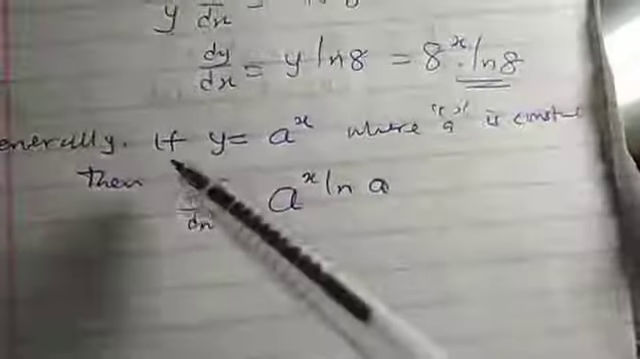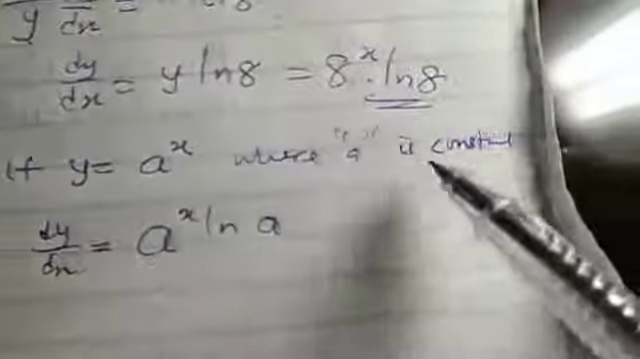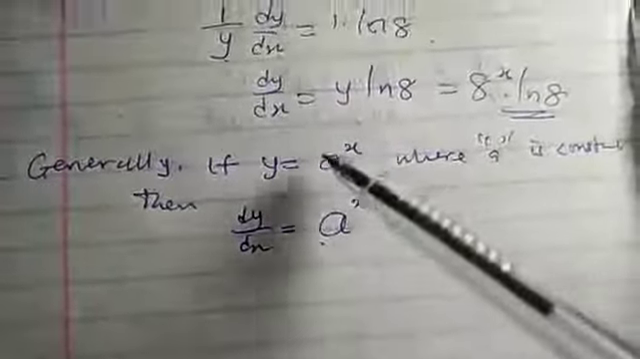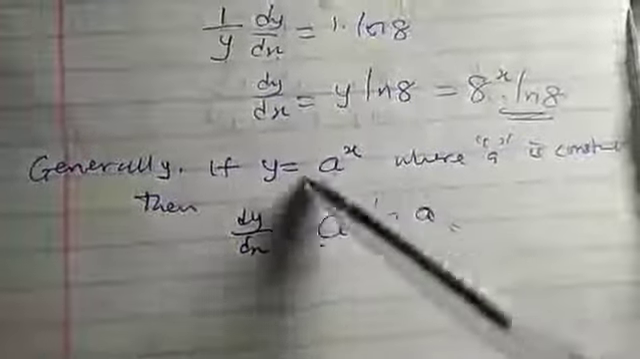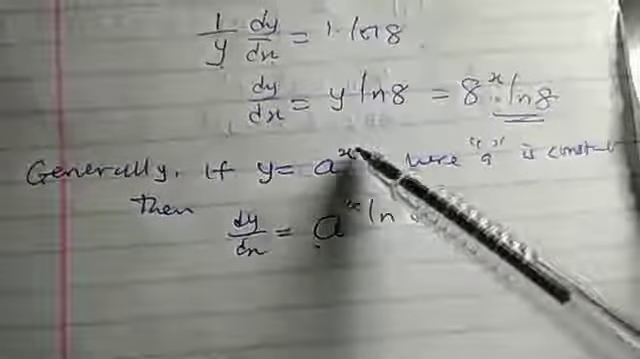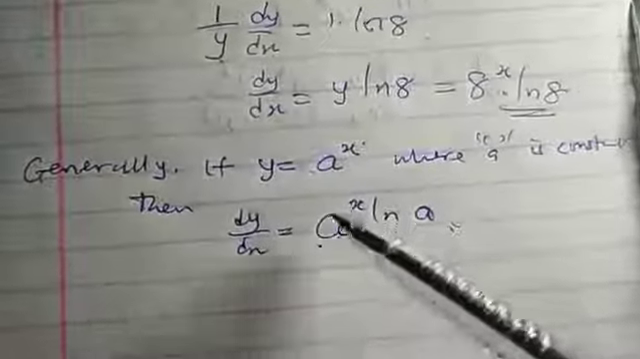I can generalize it like this. Generally, if y is equal to a raised to power x, where a is a constant, then dy dx is a raised to power x ln a. That is, if this a is a number raised to power x, then dy dx is this raised to power x ln a.